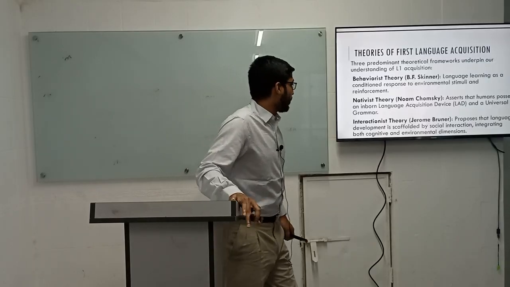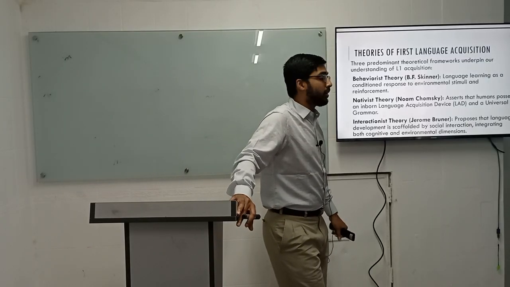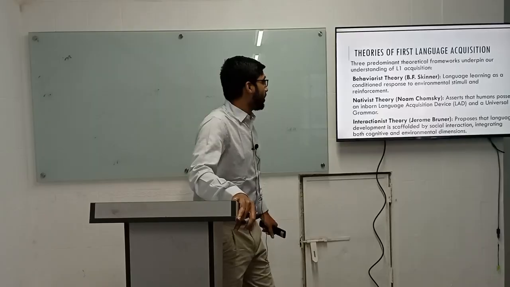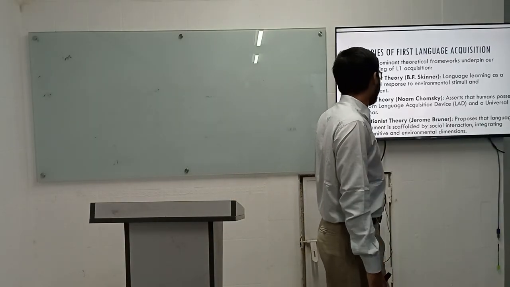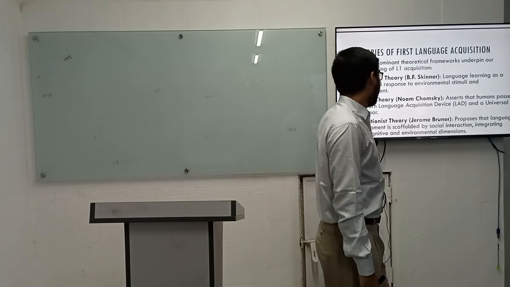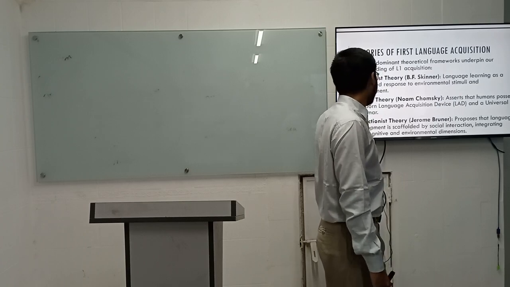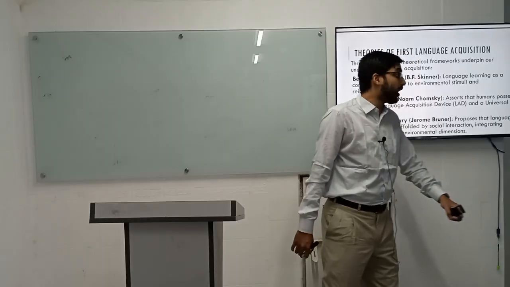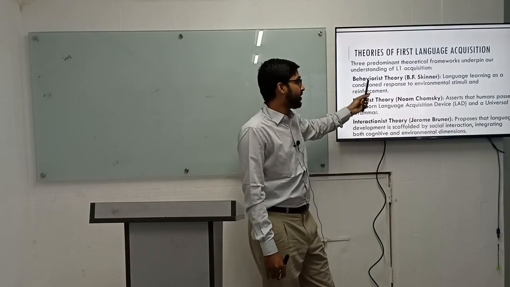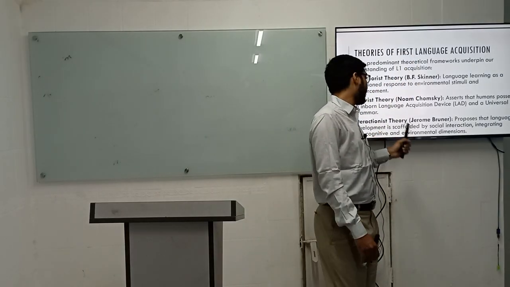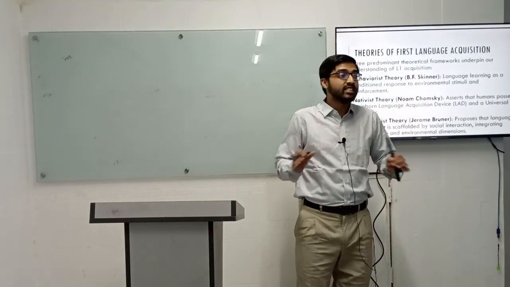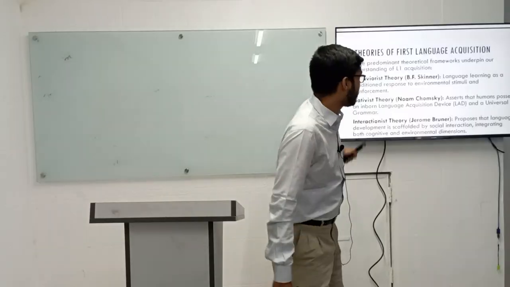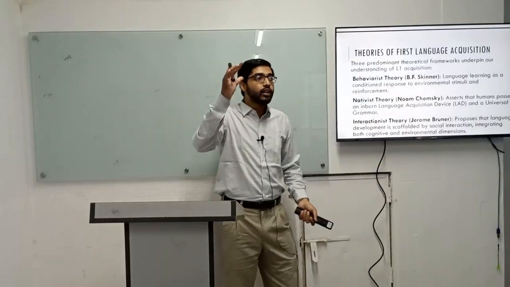Okay, then interaction theory, Jerome Bruner basically, his name. He proposes that language development is scaffolded by social interaction, integrating both cognitive and environmental dimensions. Well, both of those, behaviorist theory and interactionist theory, are quite close, but not the same. Because behaviorist theory is basically saying stimuli and reinforcement.